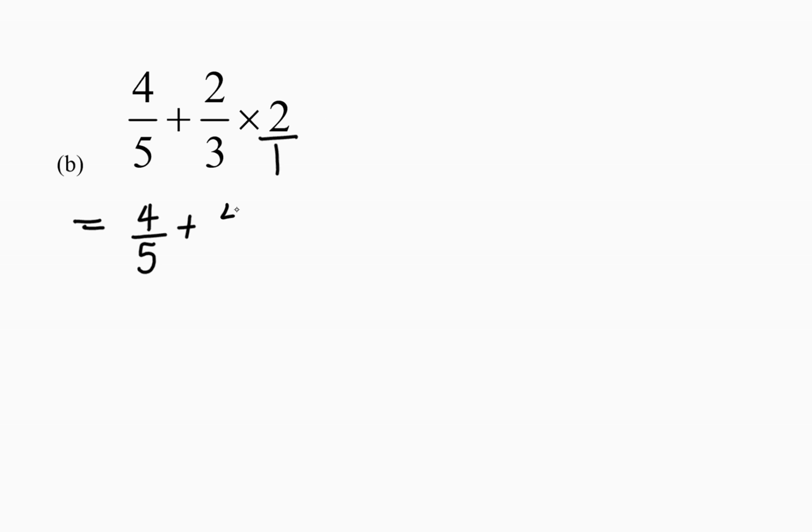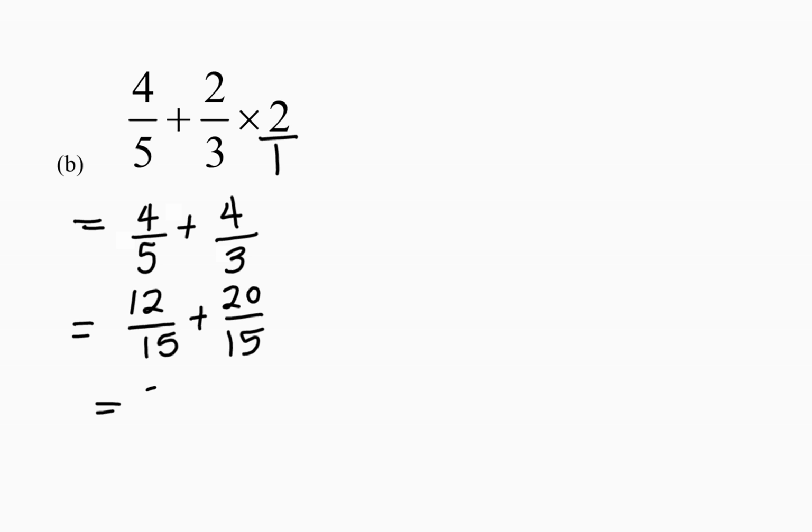So 2 times 2 is 4. 3 times 1 is 3. Then we're going to get a common denominator and add. In this case, the common denominator will be 15. Again, whatever you do to the bottom, you want to do to the top. So 5 times 3 is 15, so 4 times 3 is 12. And 3 times 5 is 15, so 4 times 5 is 20.